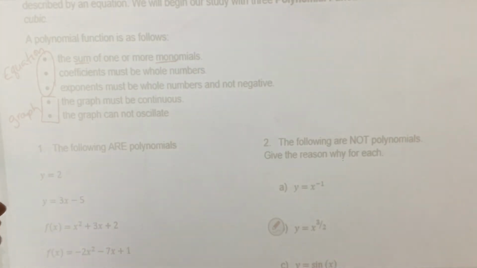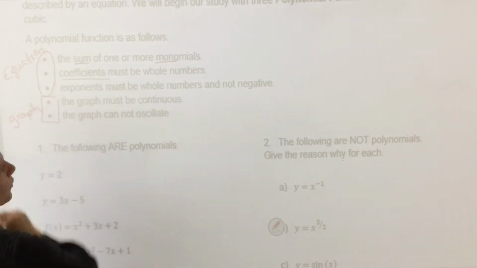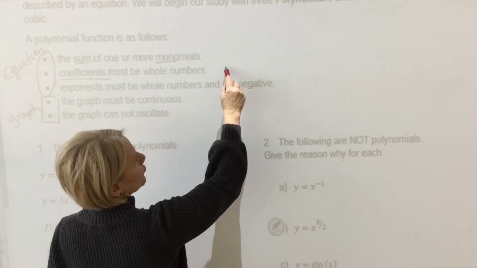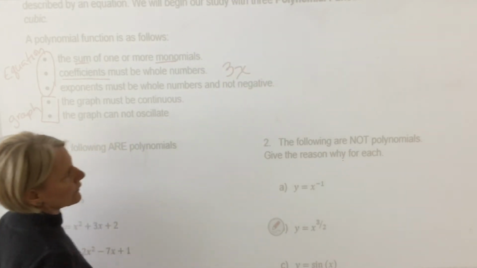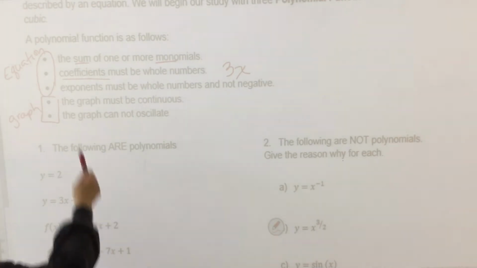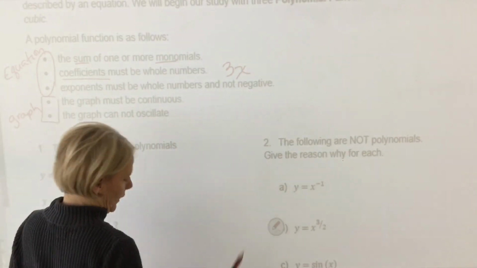Subtract is like adding, it's adding a negative. So we're going to see potentially more than one single expression added. That's how we could tell it's a polynomial. The coefficients must be whole numbers. Well, coefficients are numbers that are in front of those x values. So for example, if you have 3x, 3 is the coefficient. And then exponents must be whole numbers and not negative numbers.